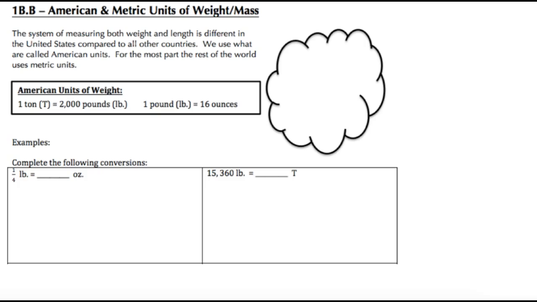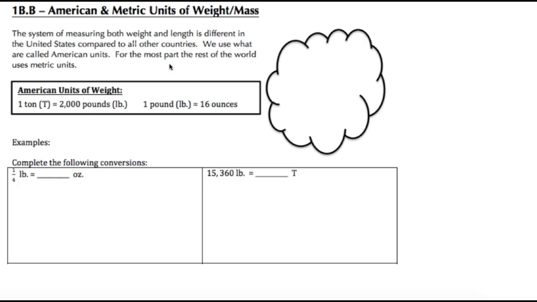While weight and mass are technically different, weight being the effect of gravity, meaning the further away you get from Earth, the lighter you weigh, and mass being constant, we're going to use them interchangeably for the purpose of what we're talking about. So, just like with length, there are differences between the customary or American way of measuring and the metric system. So we are going to talk about both.